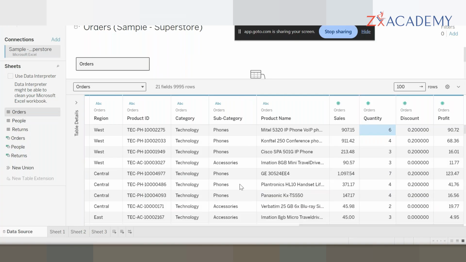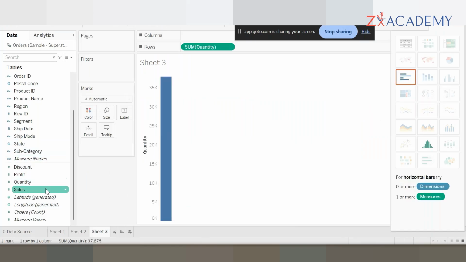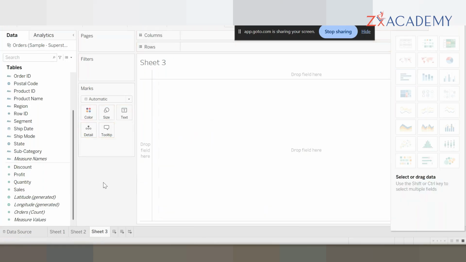So if I have to do this, I'll convert this particular quantity. What happens is, as soon as I double click on the quantity, it sums up all the quantities and says the total quantity sold is 37,000. No, I don't want it like this. I want to say quantity one, two, three. I want to use this as a discrete value. So I'll convert this measure to a dimension.